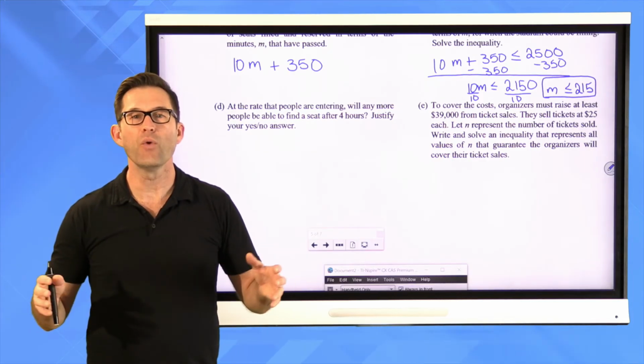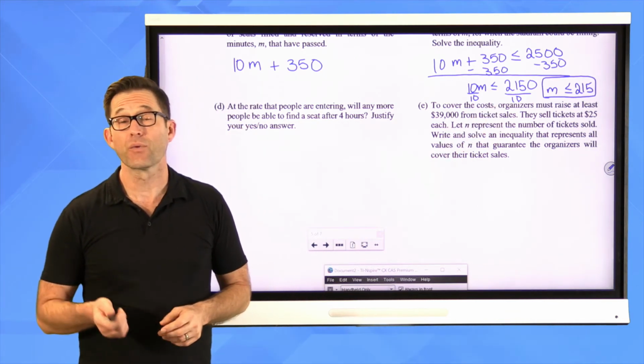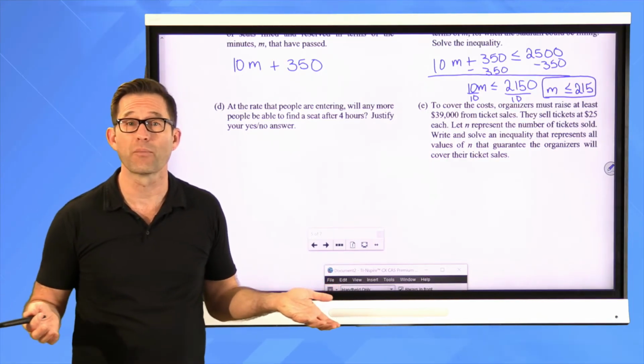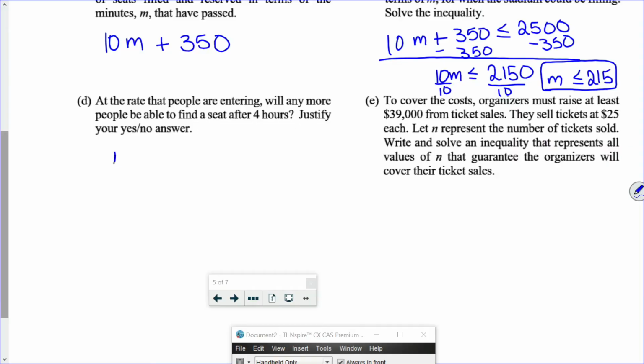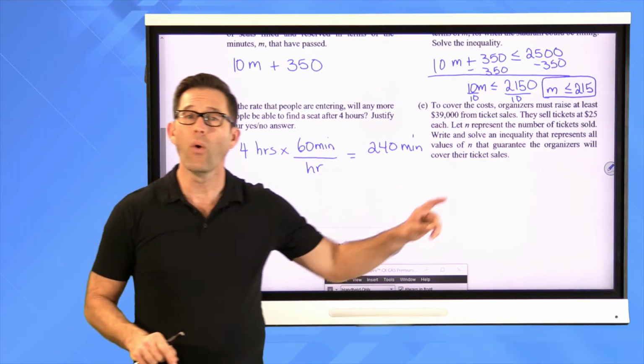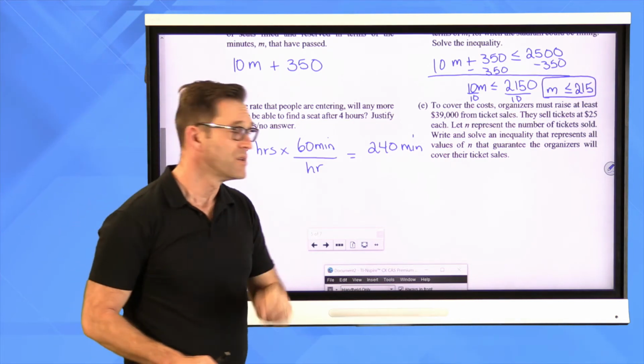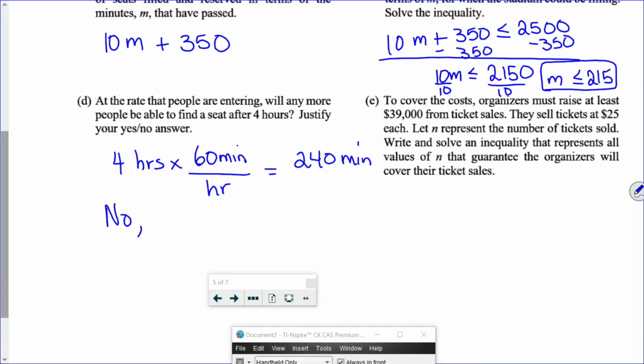Well, we know that people are going to be entering for any value of minutes that are less than or equal to 214. So the real question is, how many minutes does 4 hours represent? Easy enough: 4 hours times 60 minutes per hour gives us 240 minutes. So that's how many minutes 4 hours represents. But people will only be filling this up for times that are less than or equal to 215 minutes. So the answer is no, because 240 is greater than 215.